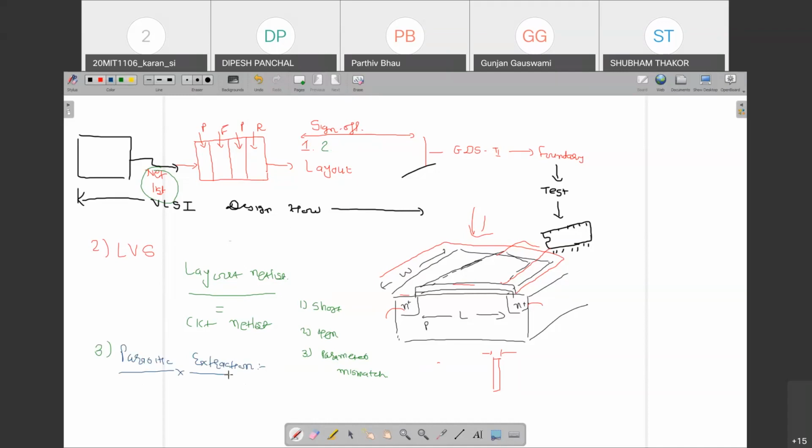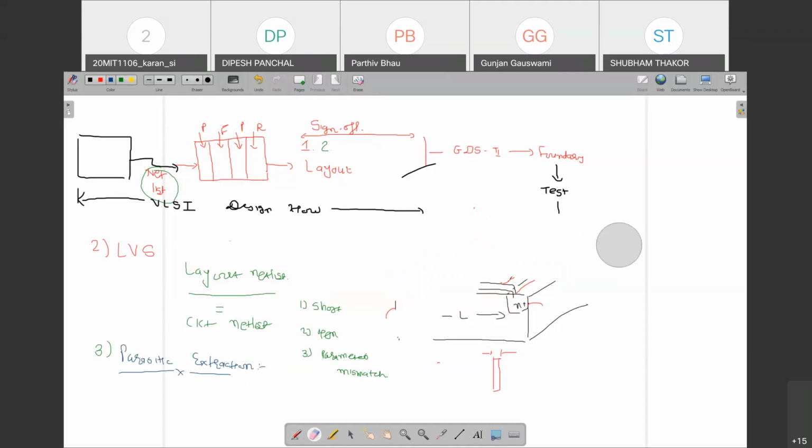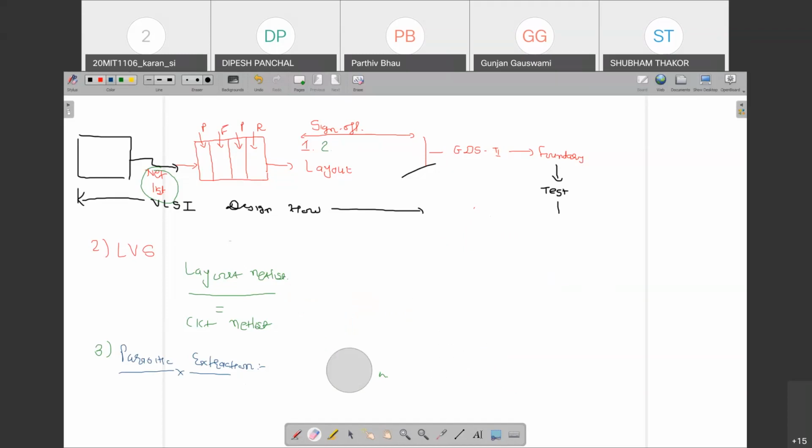Anyone having any idea about this word, parasitic extraction? Somewhere in your BTech level, maybe. Every component, any device we use, if that device is used at a high frequency, definitely internal or stray capacitance comes into the picture. So that is called parasitic resistance, parasitic capacitors, passive components whose effect is visible at higher frequency.